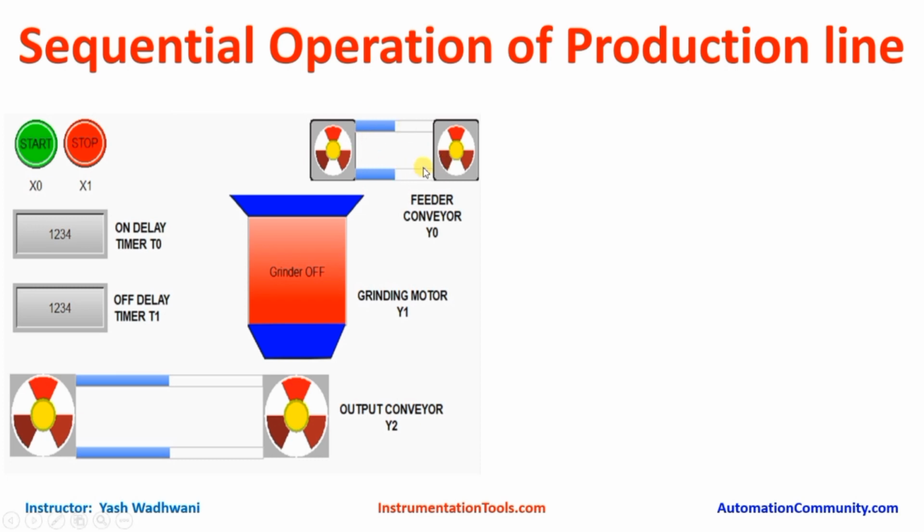This is the feeding conveyor, which feeds different raw material in powder form to our grinding machine. This is our grinding machine, which mixes and grinds our raw material, and this is the output conveyor, which transfers the ground raw material to another process.